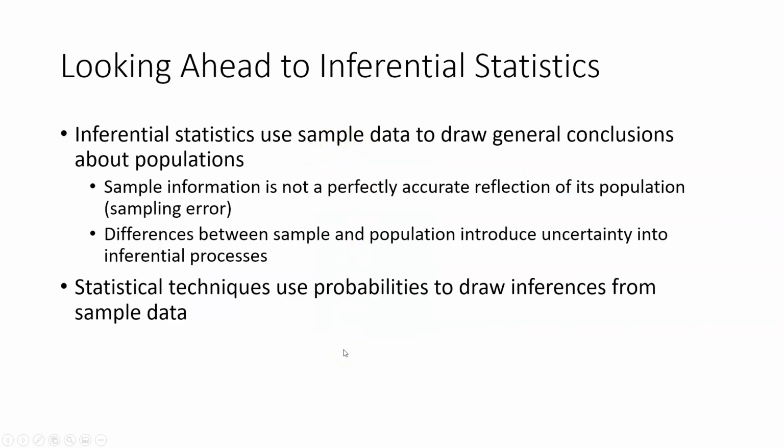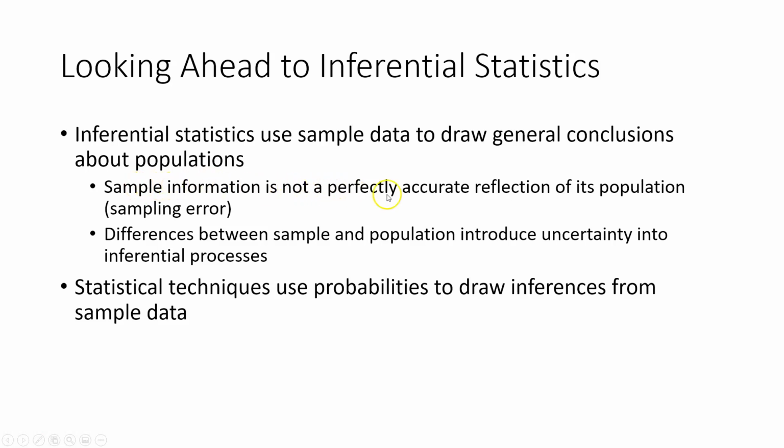We want to take a moment and look ahead to inferential statistics now, because, as I've said many times, the whole point of all this foundational material is to allow us the opportunity to run these inferential statistics that draw inferences about the population. So, inferential statistics use sample data to draw general conclusions about populations. We draw, say, 100 people from the population of the United States, and we try to draw a general conclusion, guessing what kind of characteristics that population has.